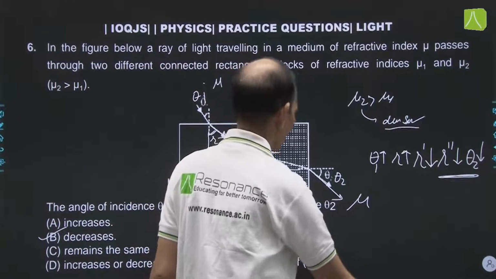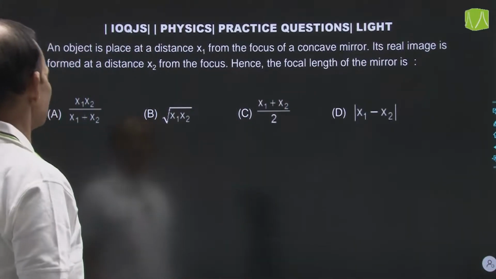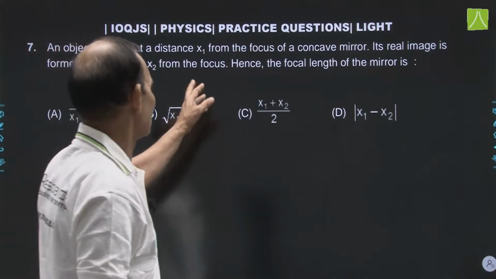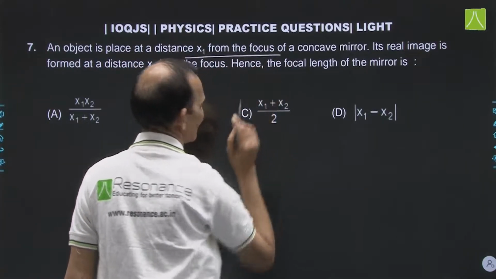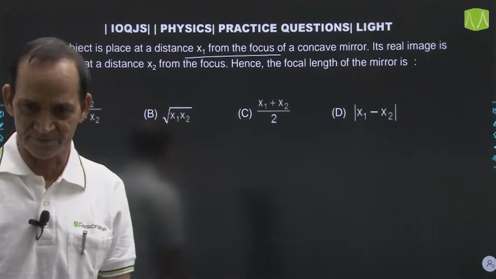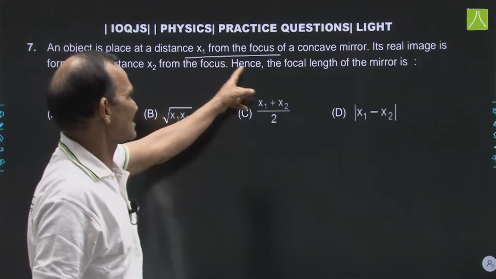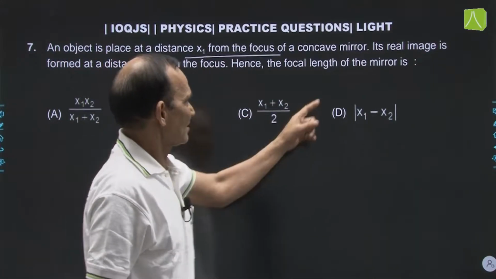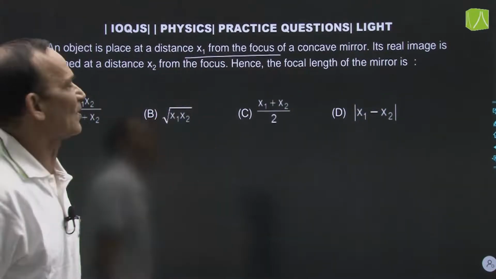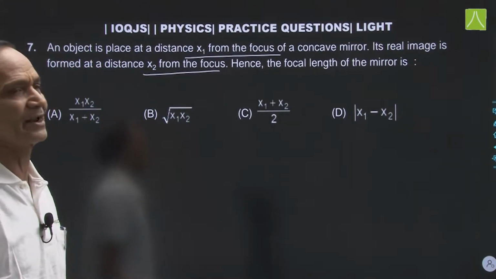Next question is the seventh question. Seventh question is this one. An object is placed at a distance of x1 from the focus. Now think about this one. Distance is from focus. Up to here, in the lens formula and mirror formula, we have counted the distance from the pole or the optical center. But here, x1 is the distance from the focus point, concave mirror. Its real image is formed at a distance of x2 from the focus point. Again, the image distance is also from the focus point. Hence, the focal length of the mirror is.